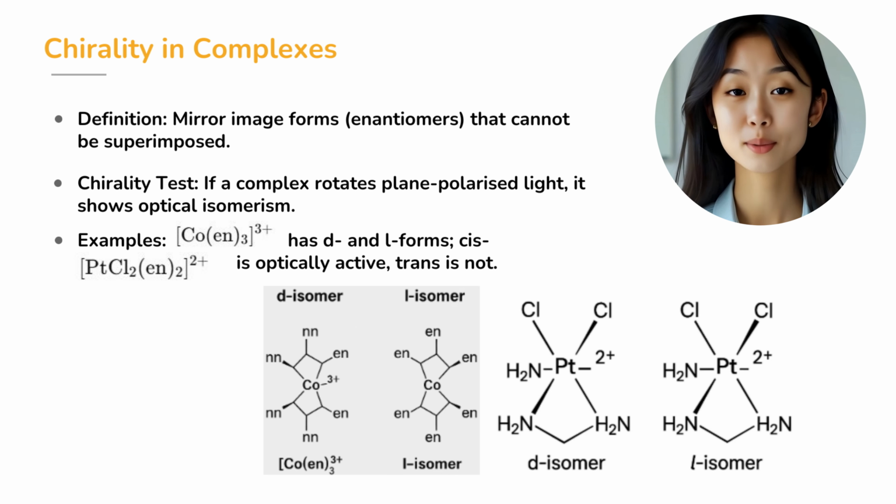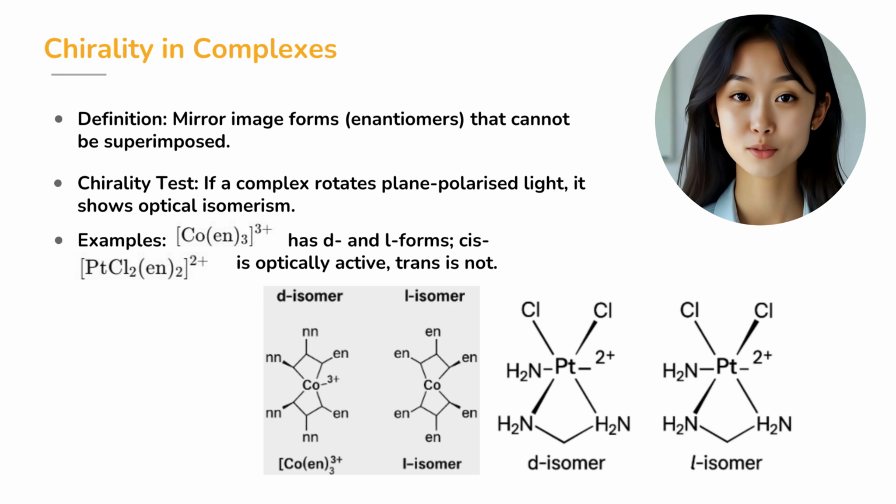The same thing happens with molecules. We call these mirror image forms enantiomers. So what's the test for chirality in chemistry? Simple. If a compound rotates plane polarized light, it shows optical isomerism. One form rotates the light to the right, that's called the dextro form, written as D-. The other rotates light to the left, that's the levo form, written as L-.